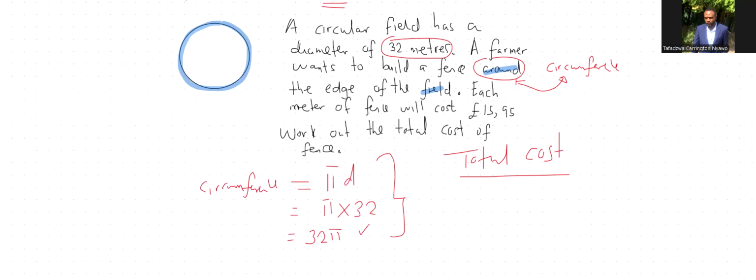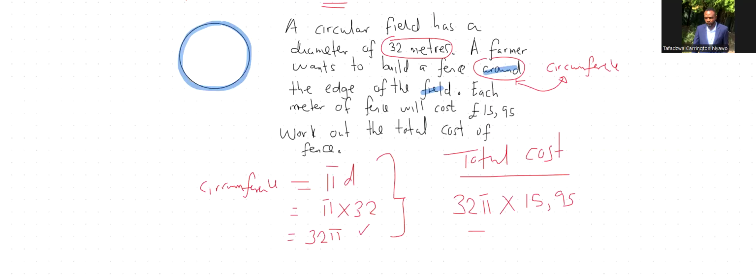the total cost. So in this case, I'm going to take that 32 pi, which I got when I worked out the total around, okay? But in this case, not the area, this is the circumference that I had to find. So I now have 32 pi, and then I'm going to multiply that 32 pi by the cost per meter, which is 15 pounds and 95 pence. And I multiply these two together.